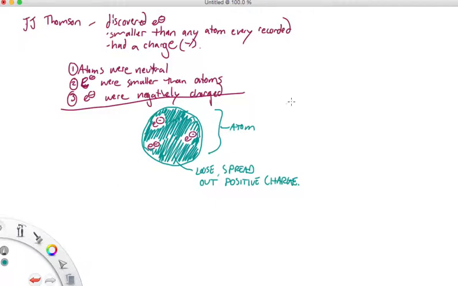So that's his model of the atom. This whole thing right here you would call an atom. This teal stuff is positive charge. These little chunks right here are electrons that are embedded within the positive charge. Everything else is positive. Okay, so overall, this would make a neutral atom. Electrons are smaller and they're within the atom. So it's all good. He called this model the plum pudding model of an atom. That's J.J. Thomson.